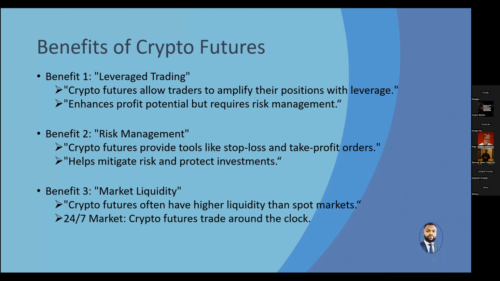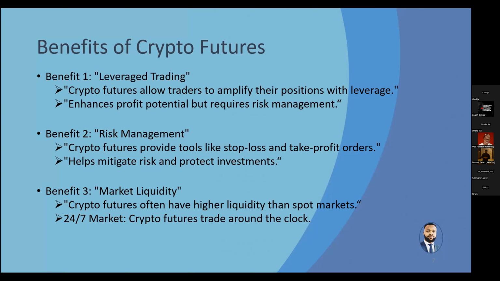So all those things, risk management, you need it: how to make use of stop loss, and also how to make use of the take profit order. It helps mitigate risk and protect your investment. Some of us enter a trade and don't consider the risk. There's what they call the risk level. We need to learn how to manage our risk.